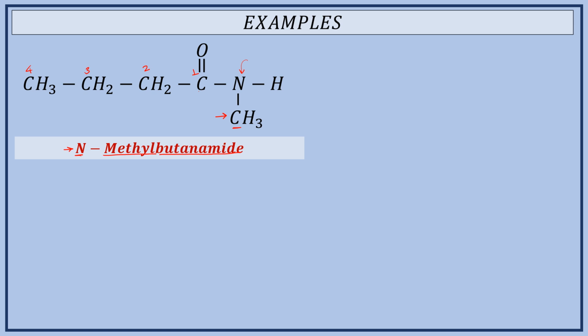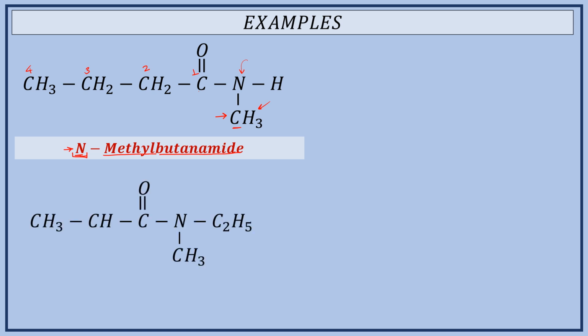So the new thing that we learned here is the substituent which is directly attached to the nitrogen atom is identified by its position using alphabet N. We do not need to specify any number.